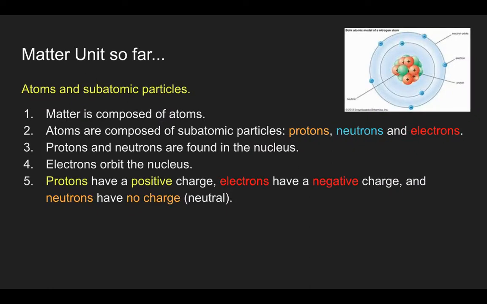Next, we looked at atoms and subatomic particles. All matter is composed of atoms. Atoms are composed of subatomic particles called protons, neutrons, and electrons. The protons and neutrons are found in the nucleus. Electrons orbit the nucleus. They're on the outside of it. Protons have a positive charge, electrons have a negative charge, and neutrons have no charge.